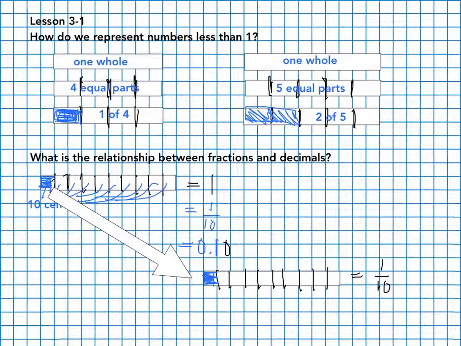Now, when we focus on one of them, that is going to be 1/100th, because each one of these is made up of 10. So there's 10, 20, 30, 40, 50, 60, 70, 80, 90, 100. Now, what are there 100 of when we look at one whole? Well, there are 100 pennies. So this would be equal to 0.01, or 1/100ths.